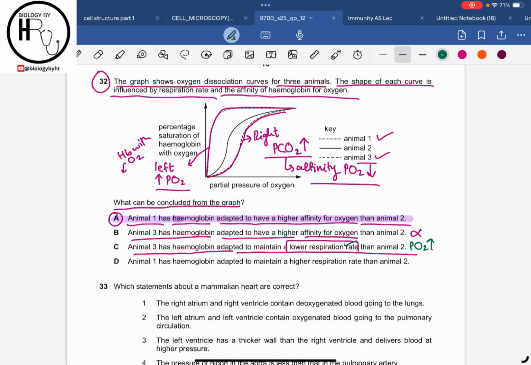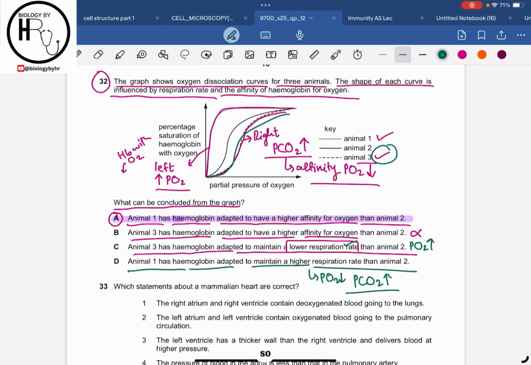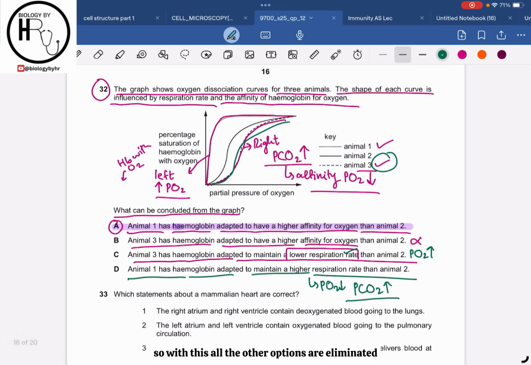oxygen is relatively high. Animal 1 has hemoglobin adapted to maintain the higher respiration rate than animal 2. If there is a higher respiration rate, then obviously the partial pressure of the oxygen will be less and the partial pressure of the carbon dioxide will be more, because if there is more respiration, more oxygen will be used up and more carbon dioxide will be produced. And we know that as the partial pressure of the carbon dioxide increases, it is going to shift towards the right hand side, which would be for animal 3, right? So with this, all the other options are eliminated and option A has been selected as the correct answer.